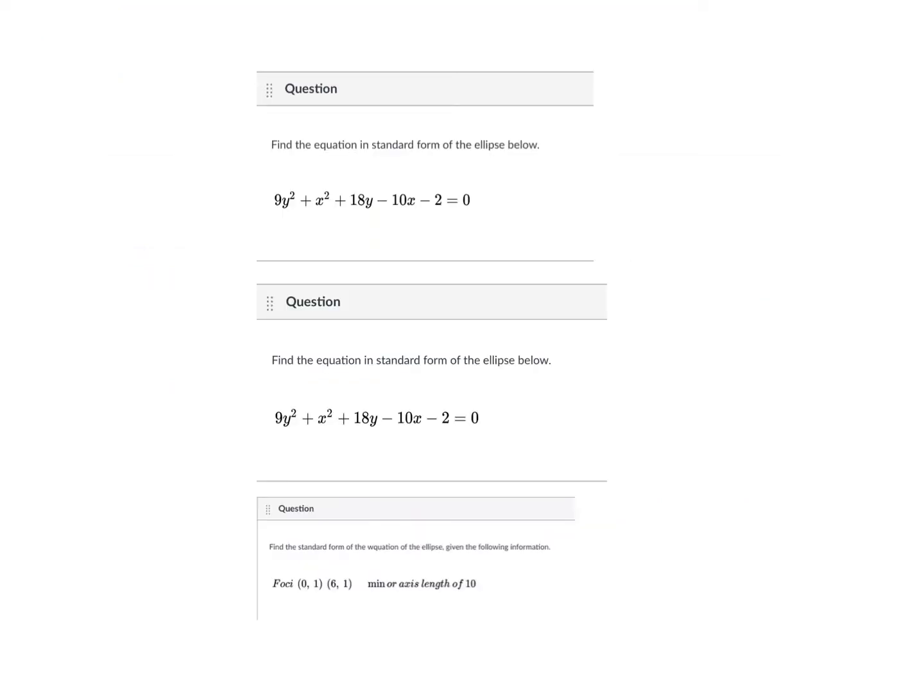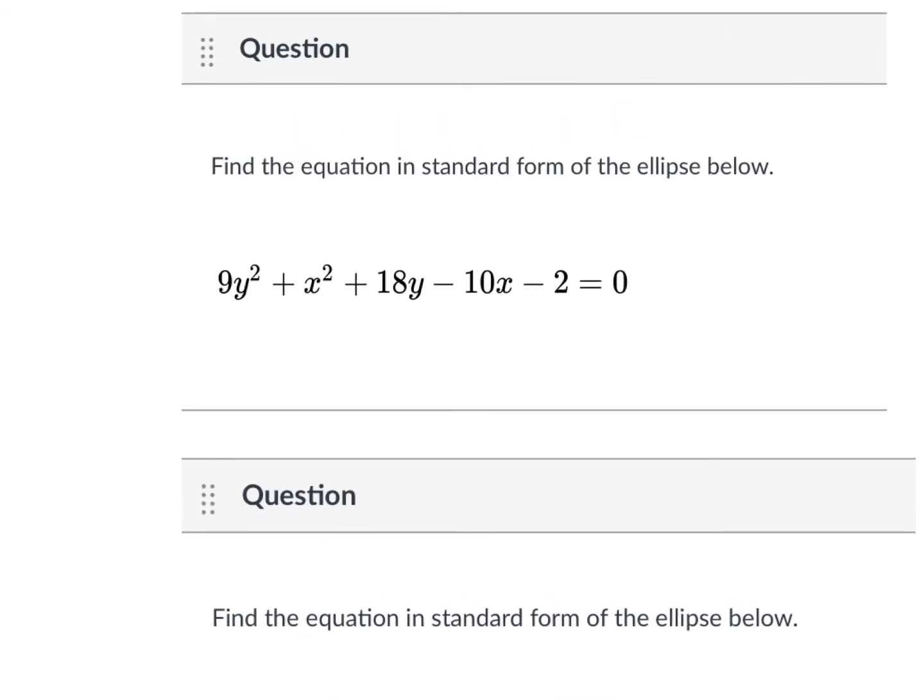Divide the 4. So first we need to complete the square. Let's put our x's together and our y's together. My y comes first, so I'm just going to put that first, but it doesn't matter which one's first. So 9y squared plus 18y. We'll leave a space to complete the square. Then I have plus x squared minus 10x, and I'm going to move that 2 to the other side, so it's positive 2 over there.